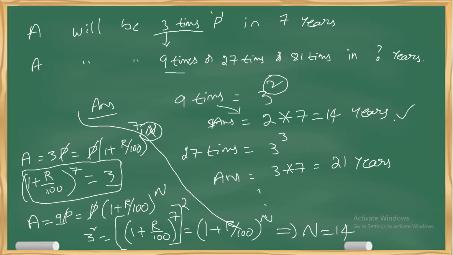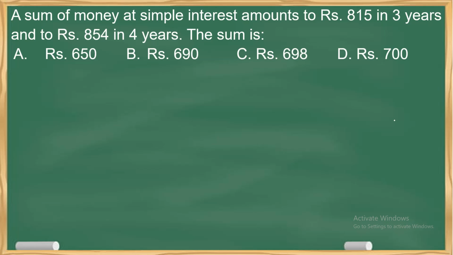Got the point? Now we'll solve one or two questions so that you will understand. So read the question here. A sum of money at simple interest amounts to 815 rupees in 3 years and 854 rupees in 4 years. The sum is, this is the question. So you take 1 or 2 minutes by pausing the video, and you can try that later. Now I'll come back to the solution for this.